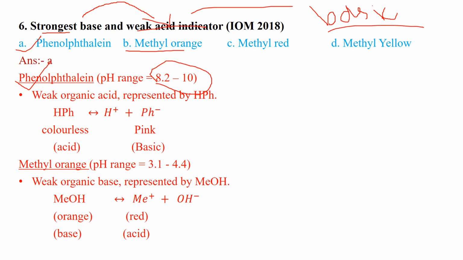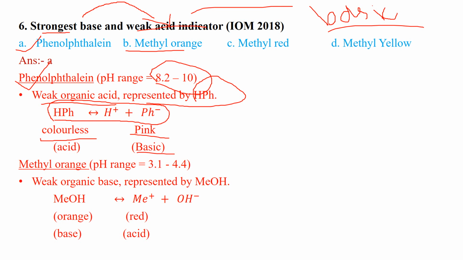Phenolphthalein is a weak organic acid. It is generally represented by HPh, and being a weak organic acid, it undergoes the reversible reaction HPh ⇌ H+ + Ph−. In acidic medium, the color of phenolphthalein is colorless, right? It is colorless in acidic medium. However, its color changes to pink in basic medium.